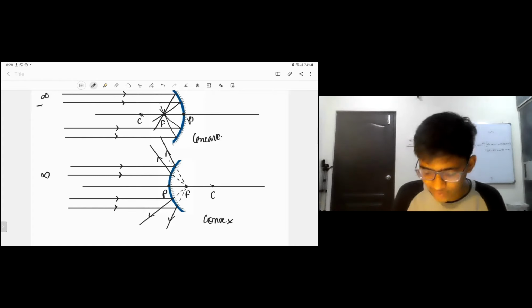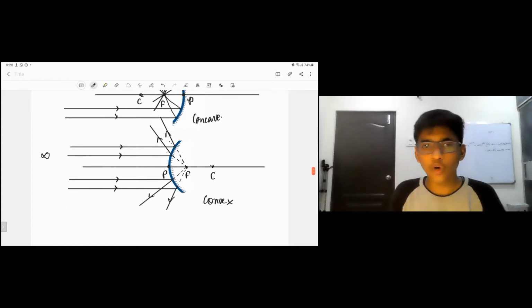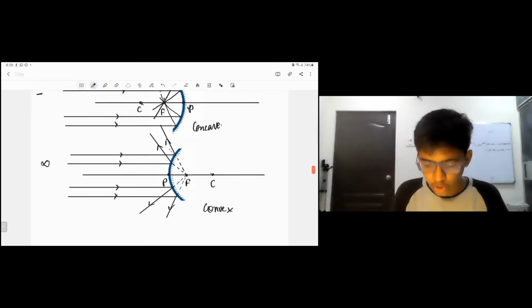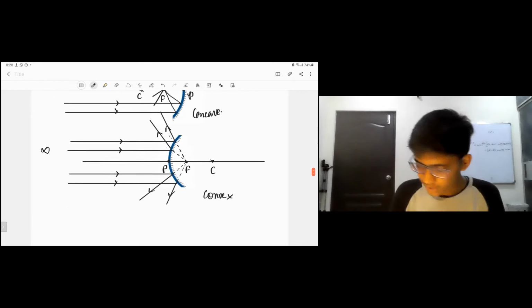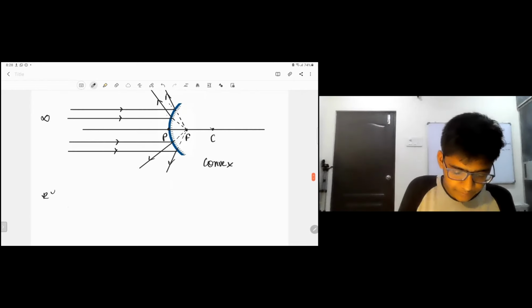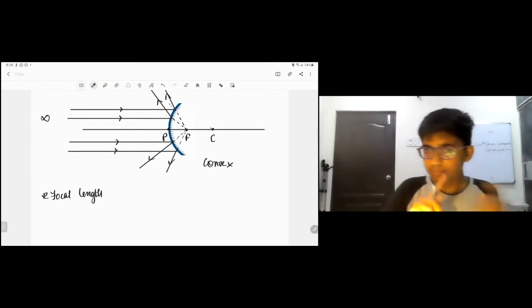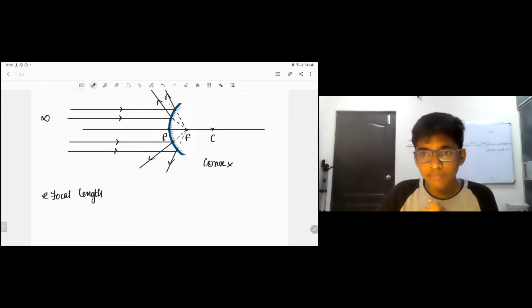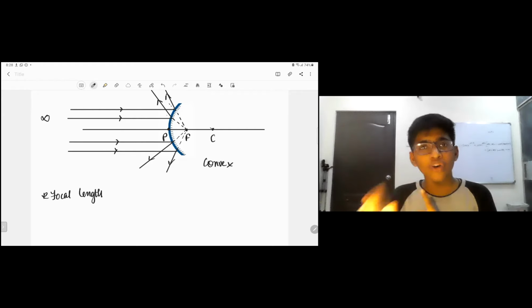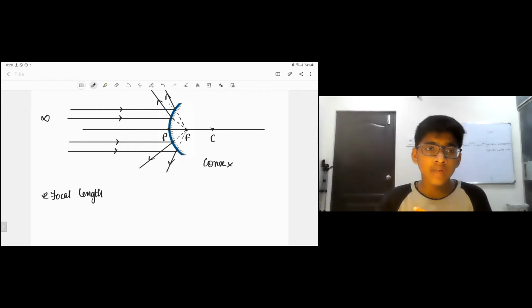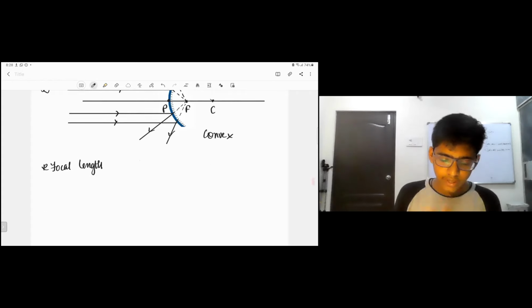Focal length we will discuss now. Now this is for convex mirror. I think you are very clear about concave mirror and convex mirror. Now let's discuss about focal length. We discussed about focus, how focus is formed in concave mirror and convex mirror. Now we will discuss about focal length also. Now what is focal length?